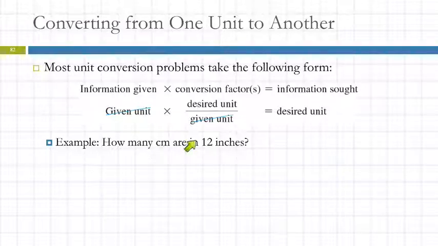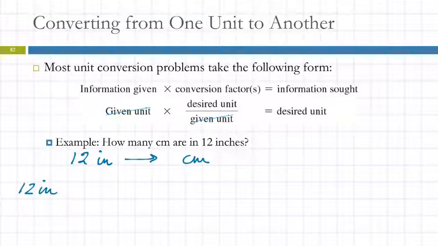Okay, so let's do this one. How many centimeters are in 12 inches? So this is the given quantity, and this is what they're asking us about. So they're giving us 12 inches, and they're asking us to convert that to centimeters. So I'm going to start out with 12 inches, and I'm trying to get to centimeters, so I want to multiply by centimeters. And then I'm going to divide by inches. Because then inches divided by inches, and poof, the inches go away.